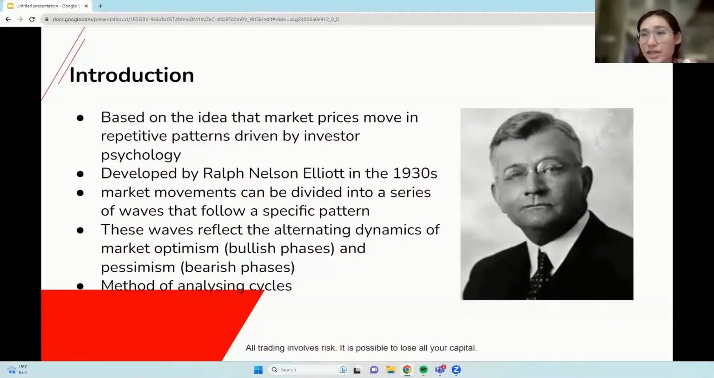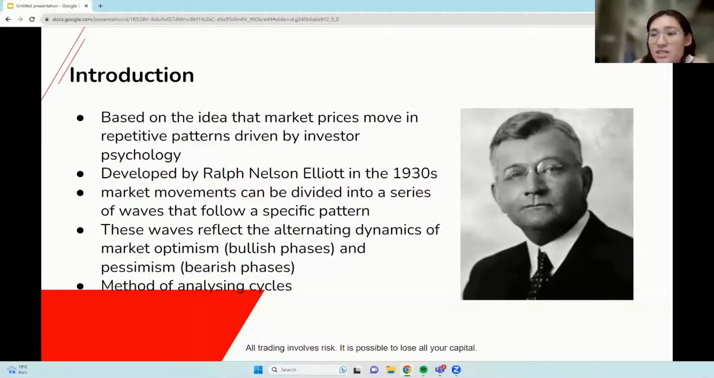So Elliott wave theory is a really popular approach to analyzing financial markets, particularly in trading. It's based on the idea that price moves in repetitive patterns that are driven by investor psychology. It was developed by Ralph Nelson Elliott in the 1930s.